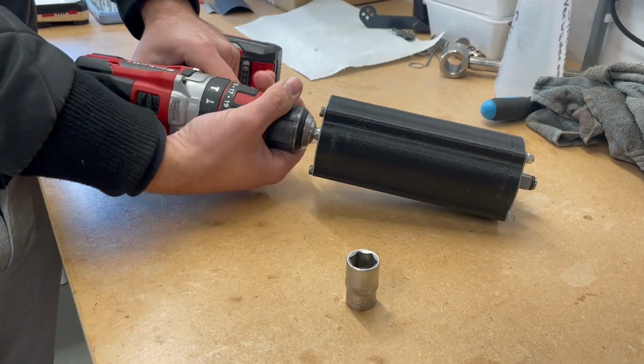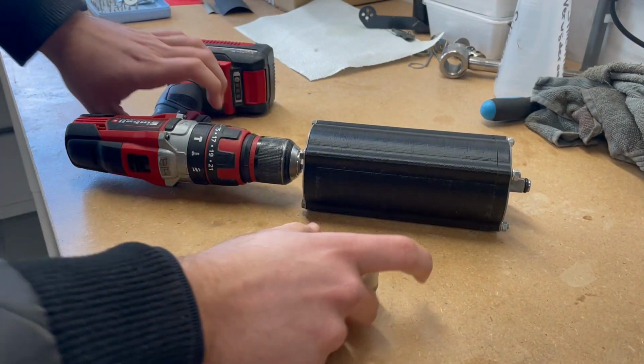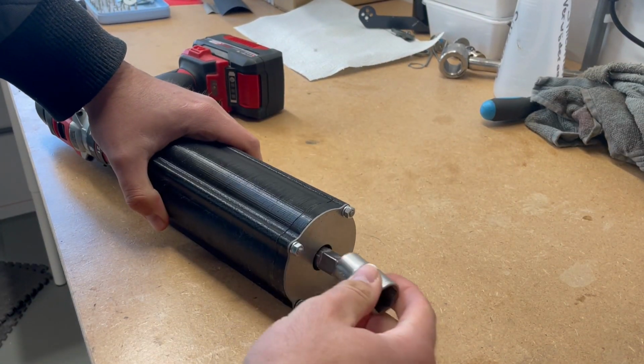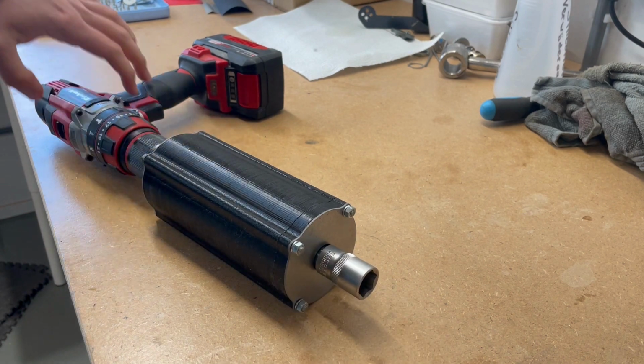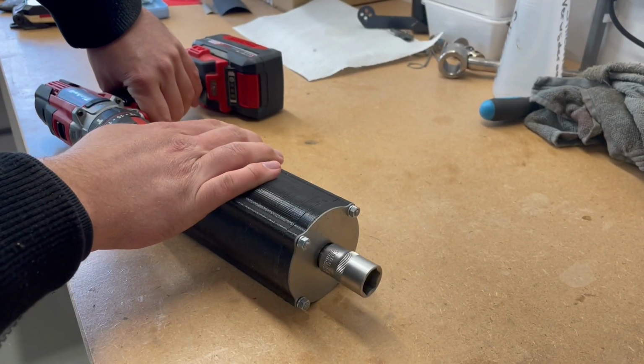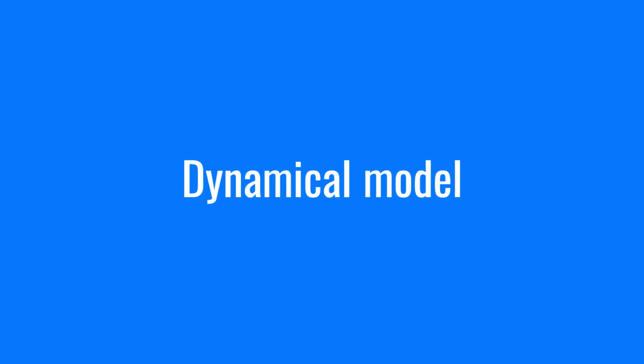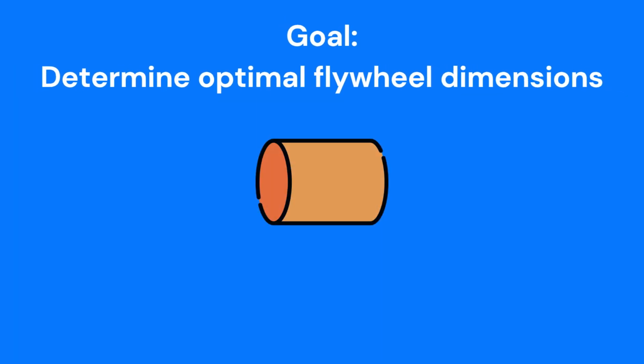This will include solving a dynamical model in MATLAB Simulink. After that, we will also cover the calculations that are needed for dimensioning the V-grooves, shaft and spring. So the first step is setting up a dynamical model to determine the optimal flywheel hammer dimensions.